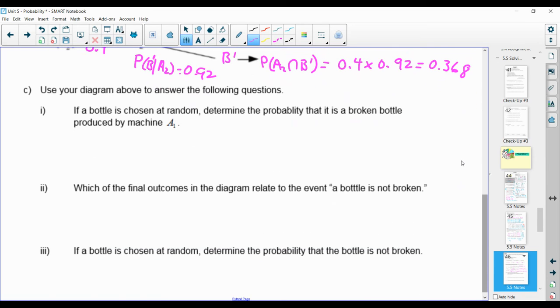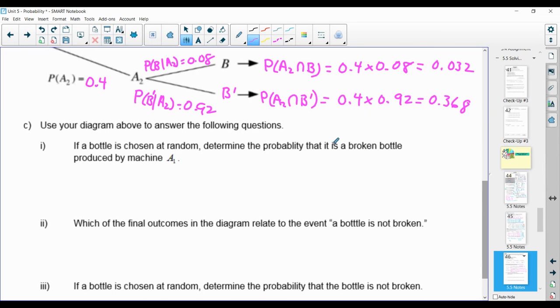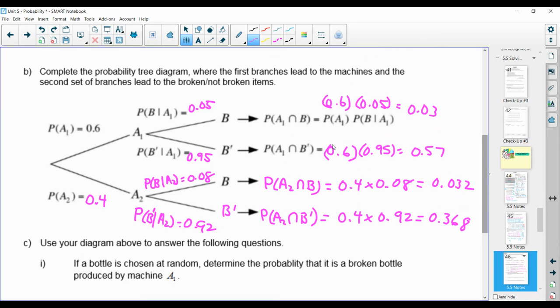All right, so we're going to use that diagram to answer some questions. So the first question says, if a bottle is chosen at random, determine the probability that the bottle is a broken bottle produced by machine A1. So the probability that it's a broken bottle and it comes from machine A1 is going to be 0.03. So we're looking for the probability of A1 and it's broken, which is 0.03.